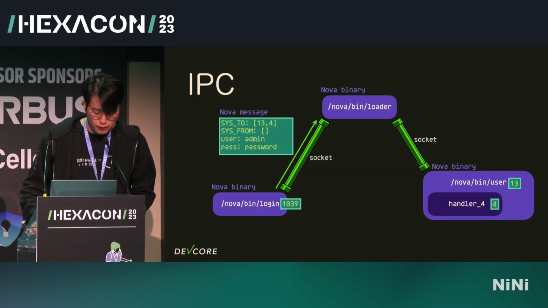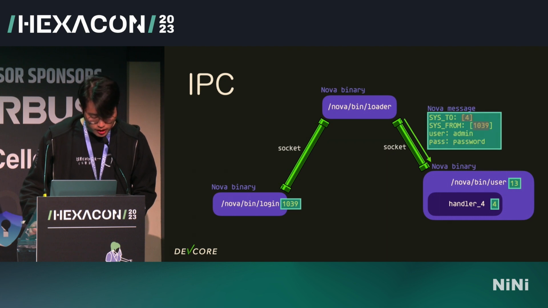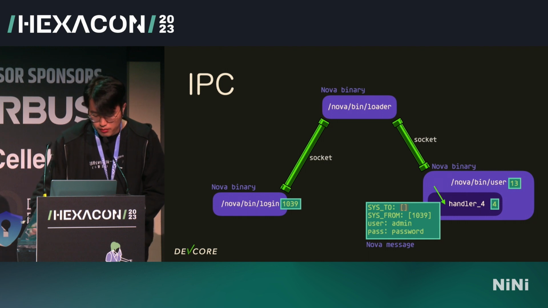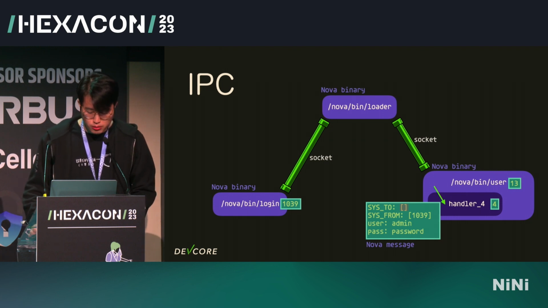And you don't have to fill the sysfrom because the loader will do that for you. Next, the loader removes the target binary ID in the sys2, adds the source binary ID to the sysfrom, and then forwards the message to the target process. When the user process receives the message from the socket, it will also remove the handler ID from sys2 and pass it to the corresponding handler. Then the handler does the rest of the user authentication.